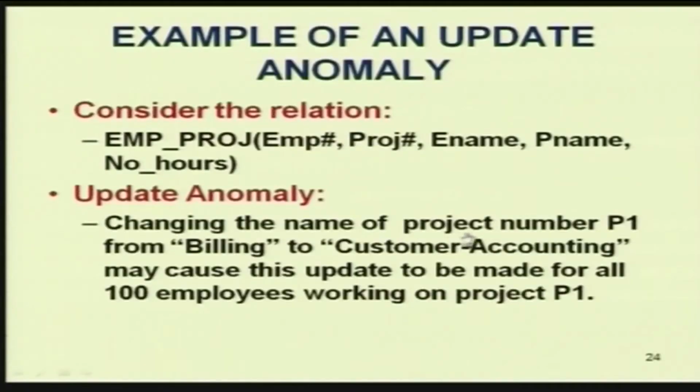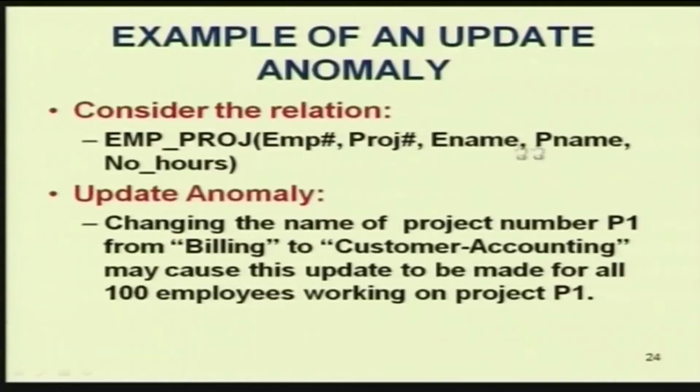So, we have actually mixed the semantics of two relations, employee and project, but this is just to show you the example. Now, suppose we change the name of the project P1. Initially it was named billing, now we have changed it to customer accounting, let us assume. Suppose we have 100 employees working in that particular project P1. So, we have here employee number, here project number, here the project name, and you have 100 employees working on this project, which is quite possible on project P1, whose name was initially billing. Now, we want to change it to customer accounting.